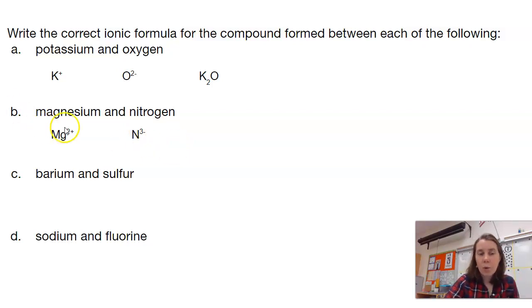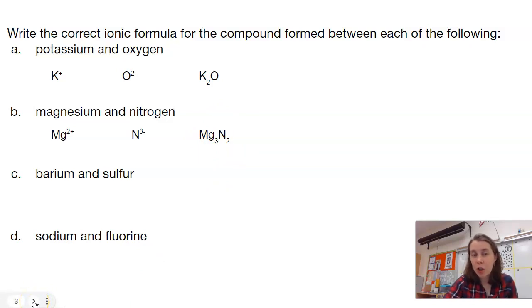All right, so in order to get to 6 charges for each, we'll need 3 magnesiums to bring us to 6 positive charges, and we'll need 2 nitrogens to bring us to 6 negative charges. So our formula for that will be Mg3N2. Right, so that means 3 magnesiums and 2 nitrogens.